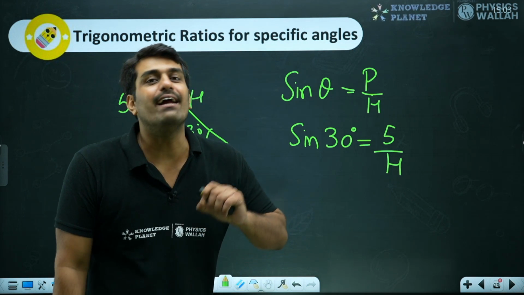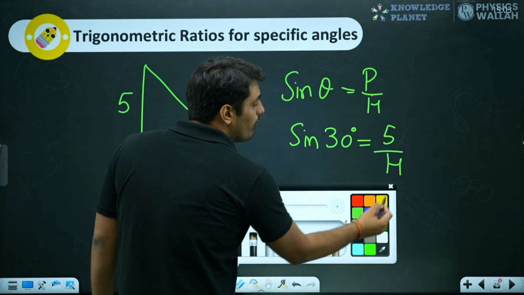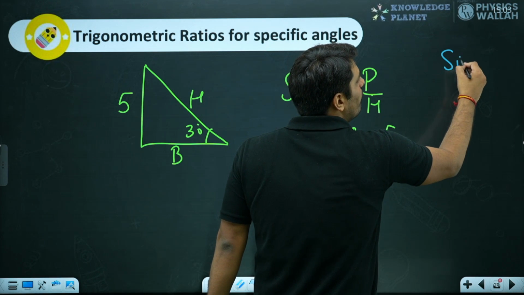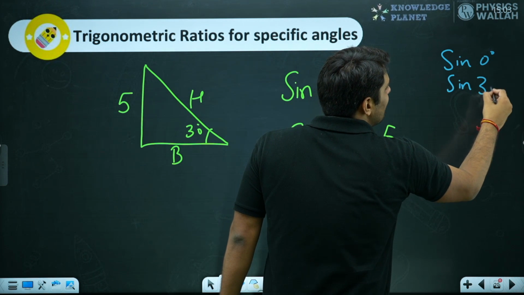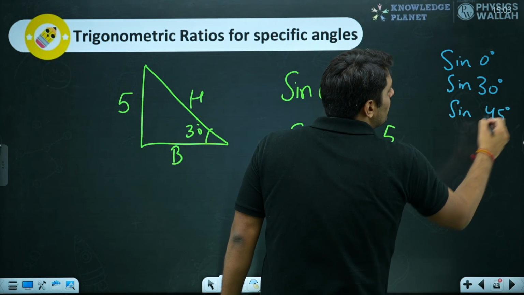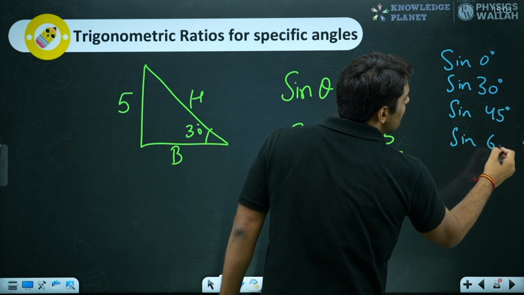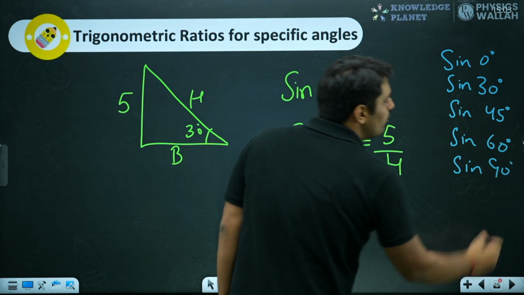For specific angles, they have certain values. What does it mean? It simply means that sine of 0 would have some value. Sine of 30 degree would have some value. Sine of 45 degree would have some value. Sine of 60 degree would have some value. Sir, what value would be there? Let me show you what value would be there.